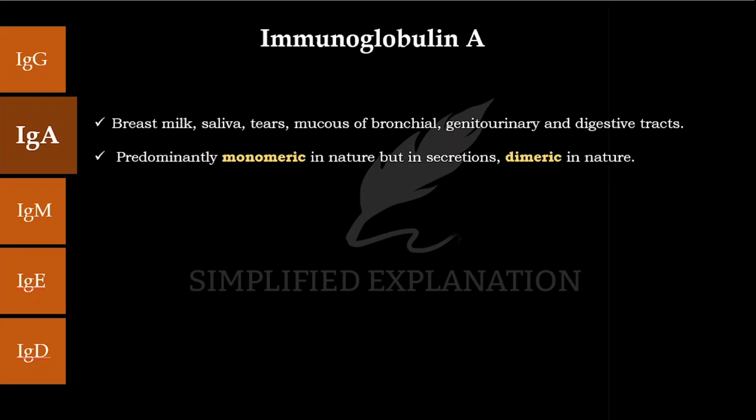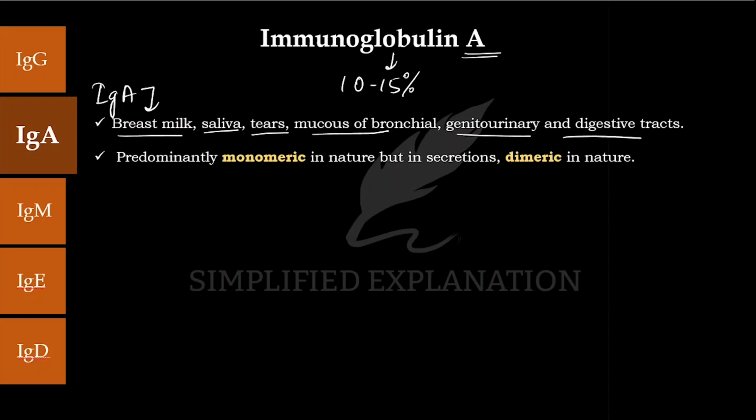Now moving to another class of immunoglobulin, that is immunoglobulin A. It constitutes around 10 to 15% of immunoglobulin in the serum, and these IgAs are present in breast milk, saliva, tears, and mucus of the bronchial, genitourinary and digestive tracts. In structure, they are predominantly monomeric in nature, but in secretions they are dimeric in nature. This is very important, that in secretions they are dimeric in nature.